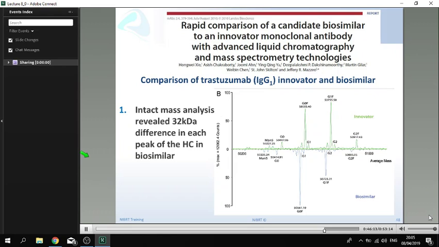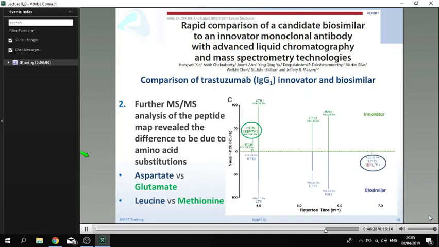So this analysis revealed that there was a 32 kilodalton difference in each peak of the heavy chain in the biosimilar. So basically, the biosimilar was 32 kilodalton lighter than the innovator. That means that there is some difference in the structure of the biosimilar. When they looked at it in a little more detail, they fragmented these heavy chains more by using further MS analysis, so coupling a mass analyzer. These differences were revealed to be due to amino acid substitution.